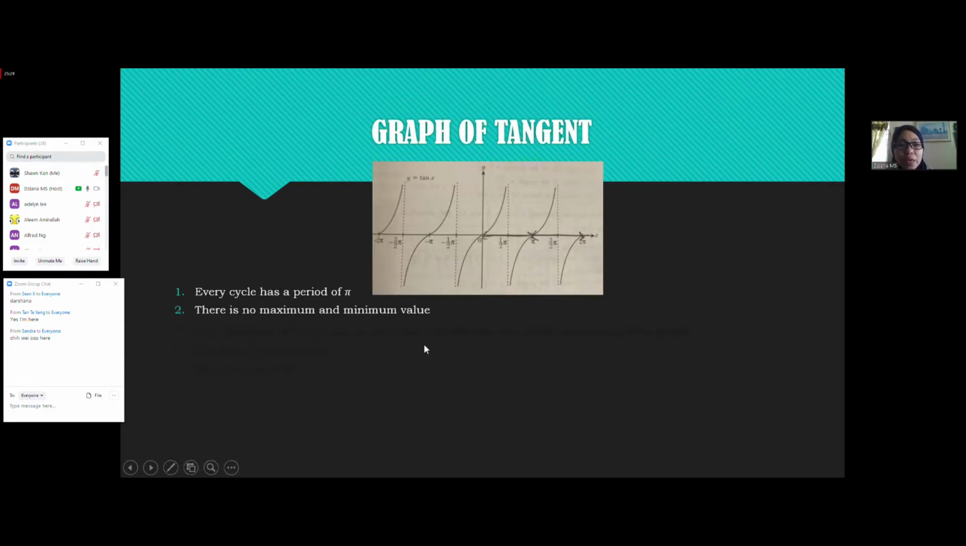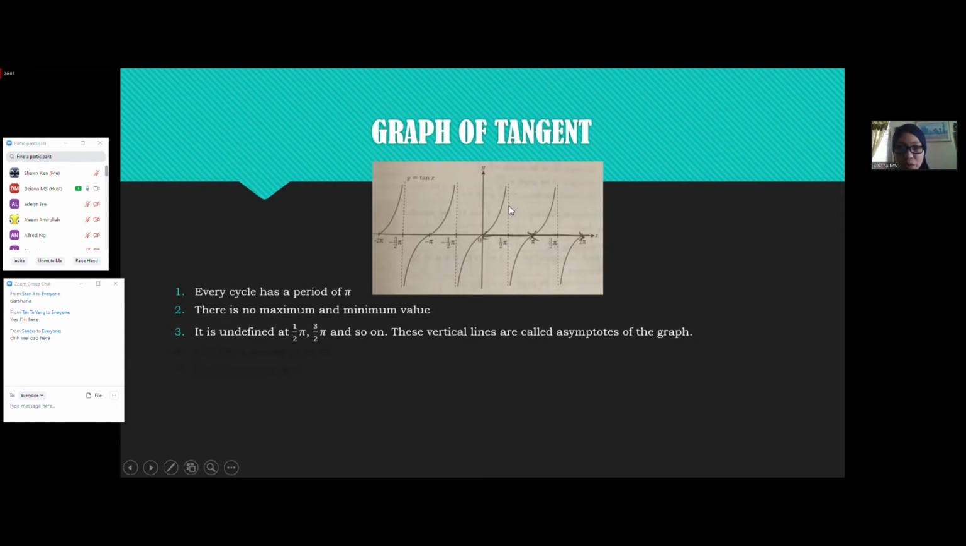Then there is no maximum and minimum value. If you look at the graph, this curve will go up until there's no limit. And this one also will go down until there's no limit. That's why there's no maximum and minimum value. It is undefined at half pi, 3 over 2 pi, and you plus another 180. So it's undefined at this dotted line. Can you see this vertical dotted line here?